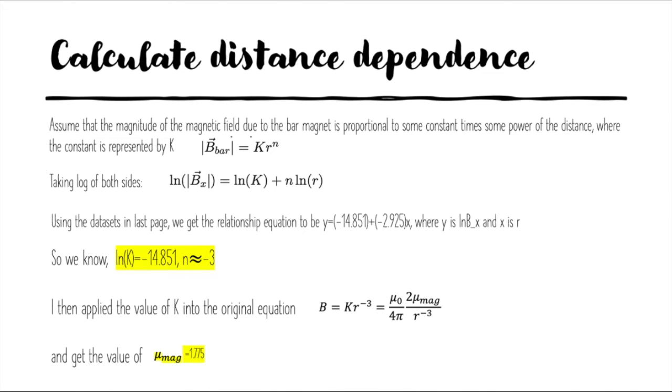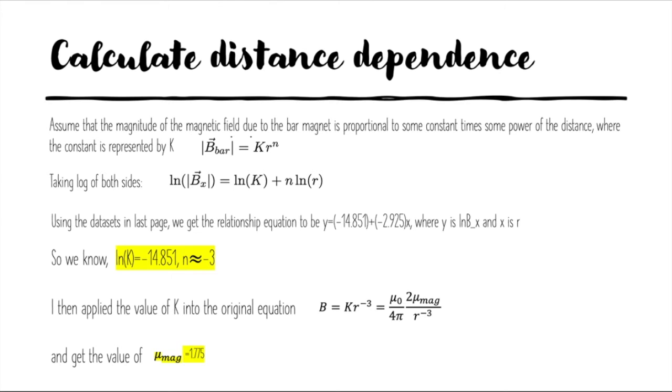To calculate the distance dependence, I assume that the magnitude of the magnetic field due to the bar magnet is proportional to some constant times some power of the distance, where the constant is represented by k. Taking the logarithm of both sides, I get ln Bx equals ln k plus n times ln r. And using the datasets in the last page, I get the relationship equation to be y equals negative 14.851 plus negative 2.925x, where y is ln Bx and x is ln r. So we know ln k here is negative 14.851 and n is approximately negative 3.